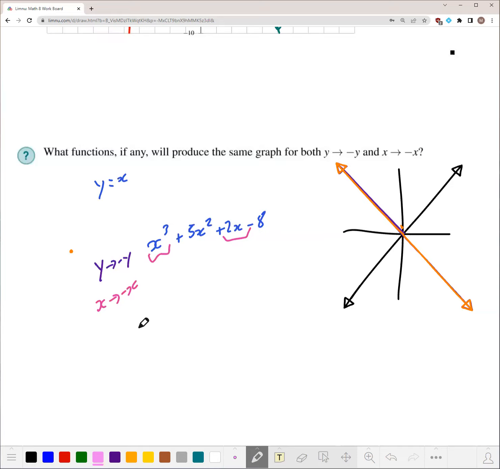In order to make this work, what we need is a function that only has odd powered terms. And this is referred to as an odd function. An odd function is one that needs to have only odd powered terms. So the degree here is 3 of that term and 1 of this term. They're both odd, right? If that's all we have, so if we had just x cubed plus 2x, this would be an odd function overall.